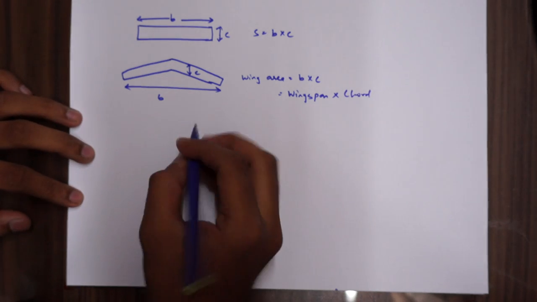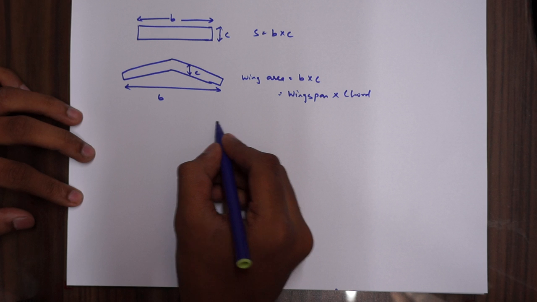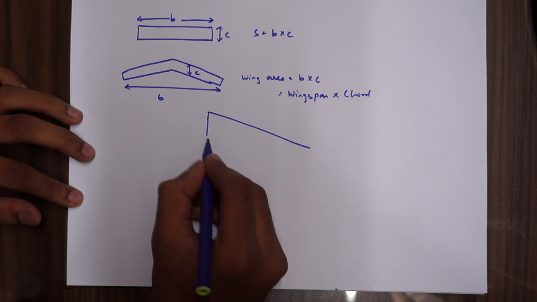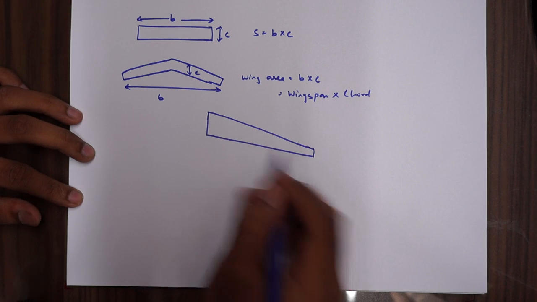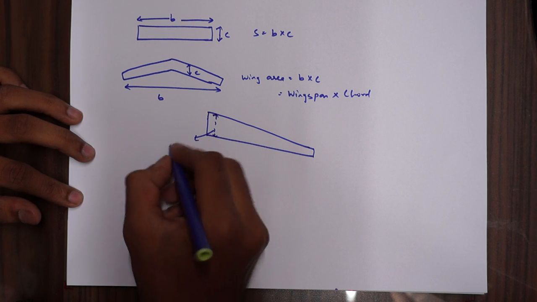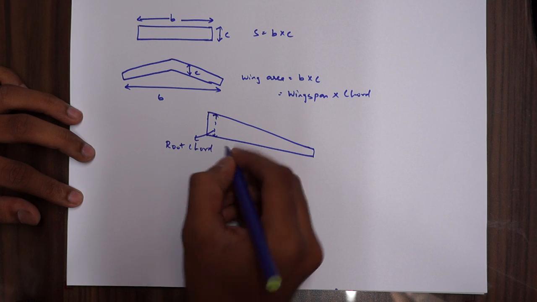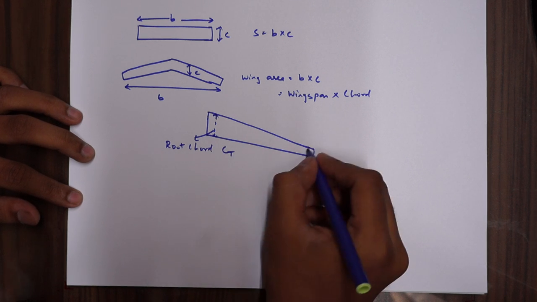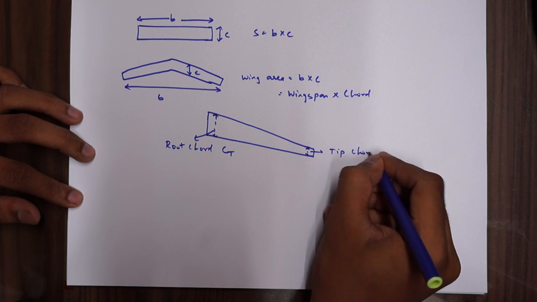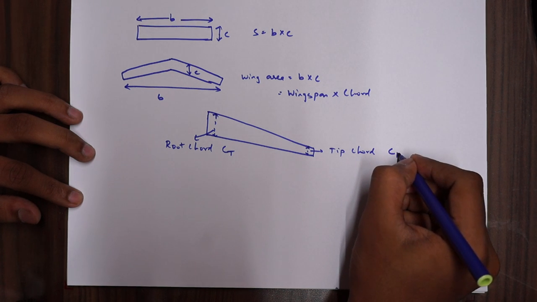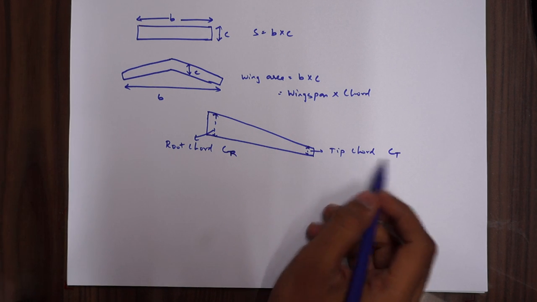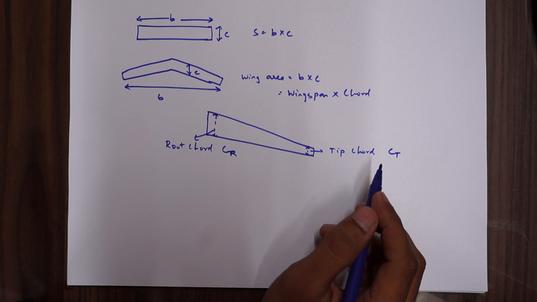Now there's something called tip chord and root chord. So we'll take an aerofoil. The chord length at the root is called your root chord. It's denoted by C of R. The chord length at the tip is called tip chord, and it's denoted by C of T. Tip chord is denoted by C of T, at the tip of the wing aerofoil.